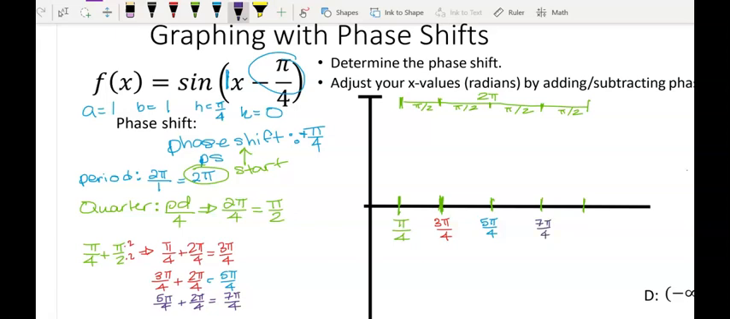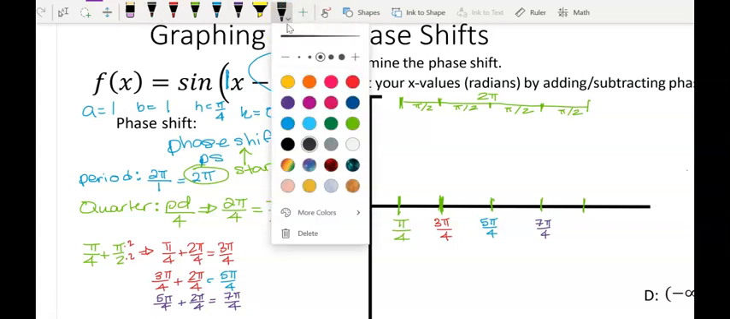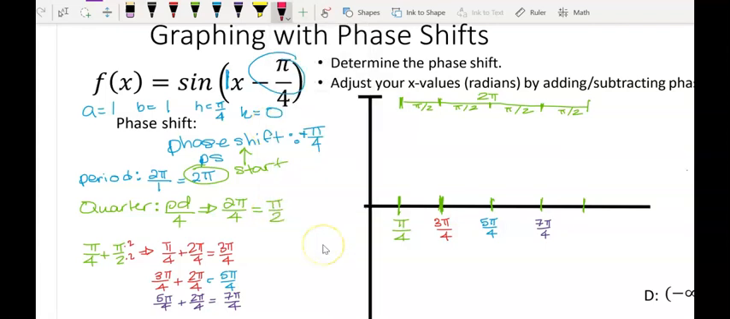I'm going to add it one last time. I'm going to change color here. I'm going to make it pink. All right. So now I'm going to do 7 pi over 4, and add 2 pi over 4 to that one again. And that gets me 9 pi over 4. So that's my last one, 9 pi over 4.